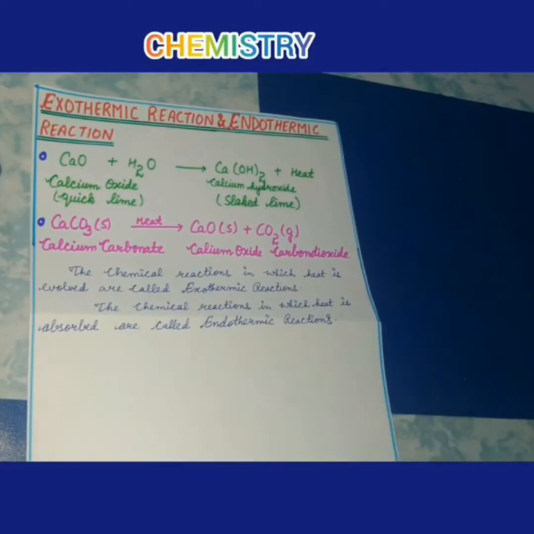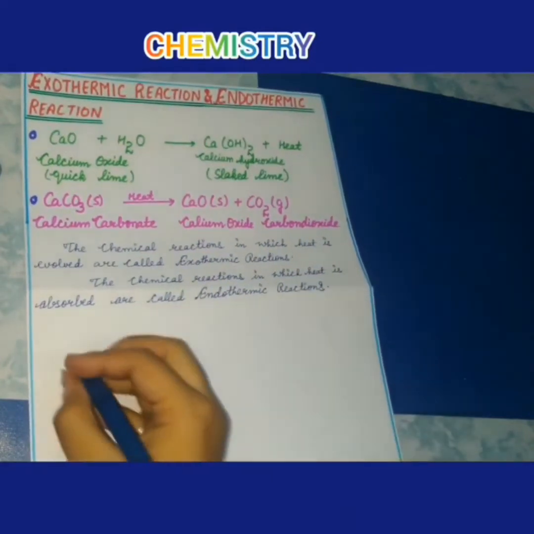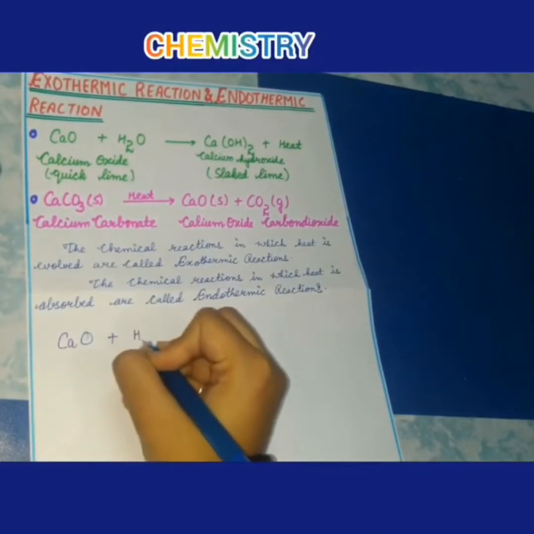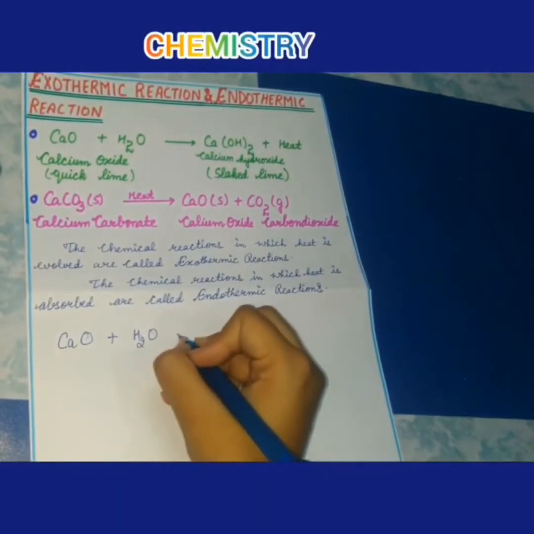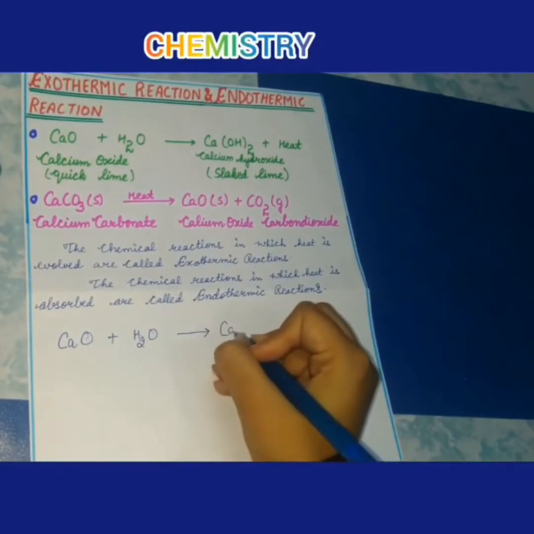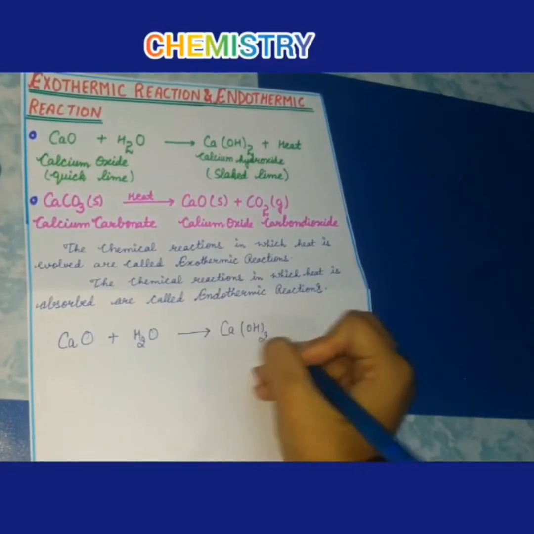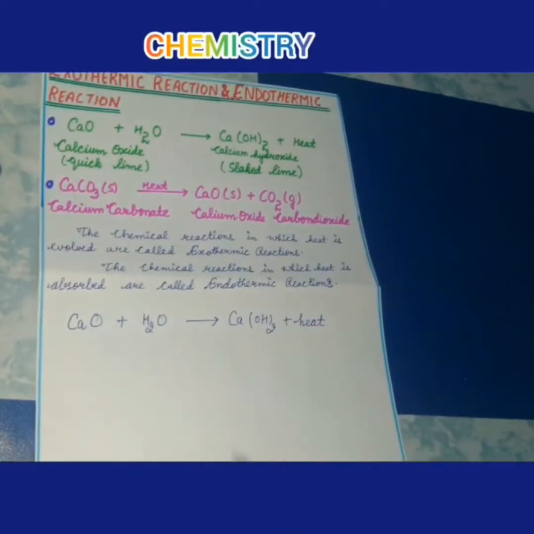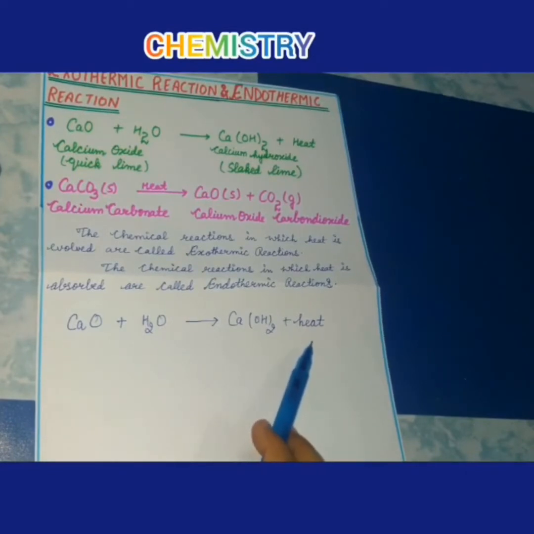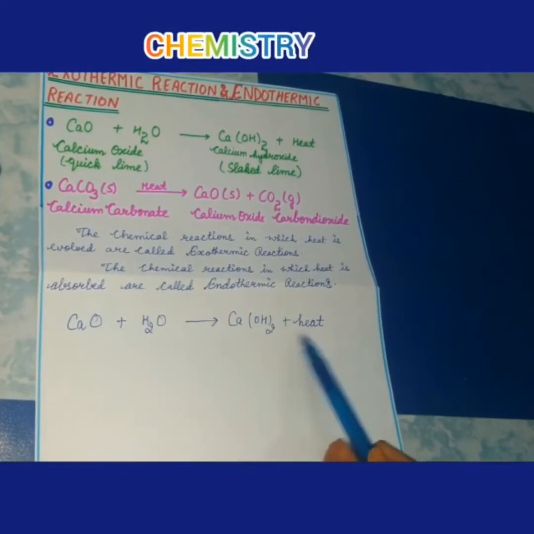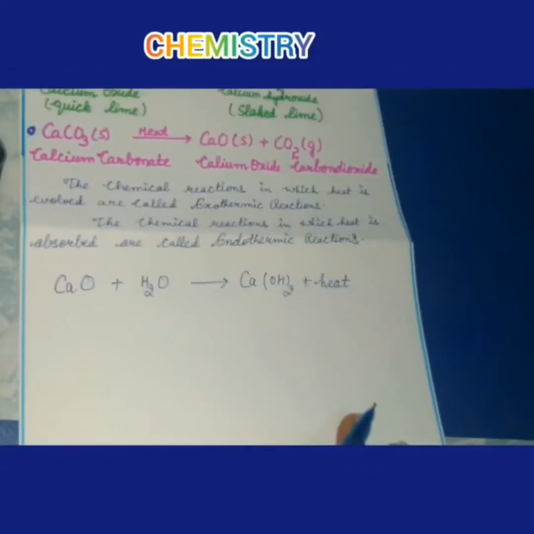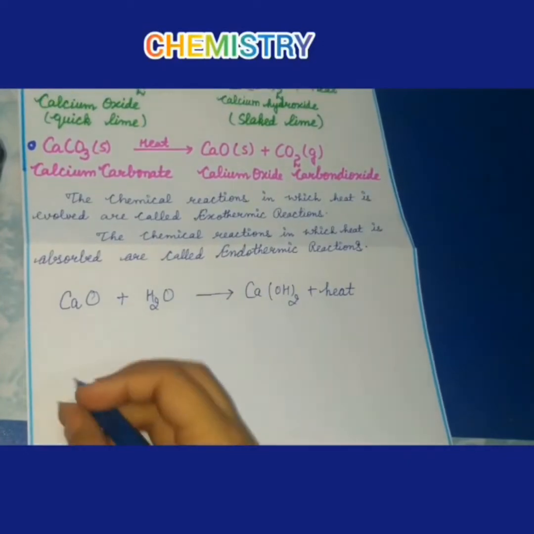A reaction in which heat is evolved is known as an exothermic reaction. Let's consider the same example. CaO plus water, calcium oxide reacts with water to form calcium hydroxide plus heat is evolved. Now in this reaction heat is evolved, so we write plus heat after the product. Let us consider some more examples of exothermic reactions.